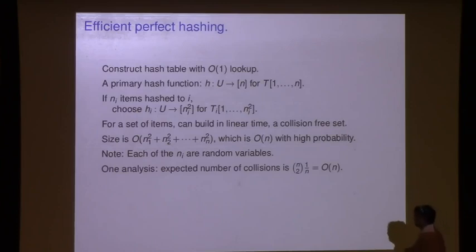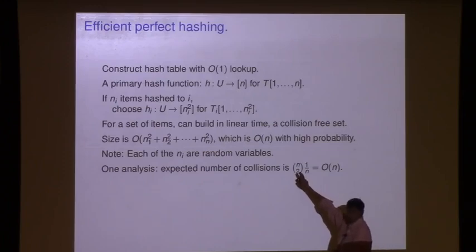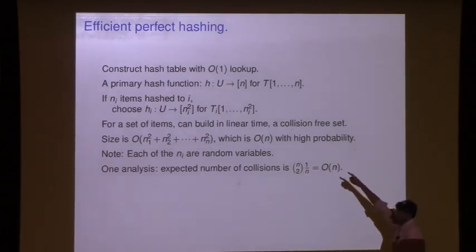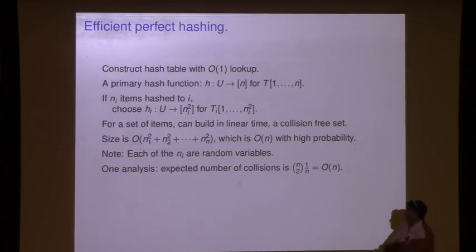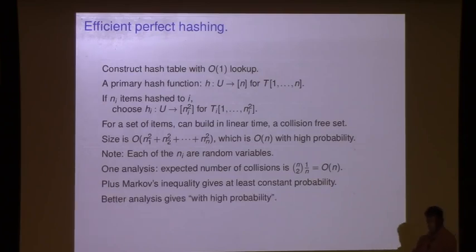It says, what's the expected number of collisions? It's n choose 2 times 1 over n. We've seen this many times, right? That this is the number of pairs that could collide, and each one collides with probability 1/n with a random hash function, with a universal family. And this is O of n. Okay? So the expected number of collisions is O of n, and you can use Markov's inequality to show that this happens with constant probability. Okay? But in fact, you can do it with high probability.